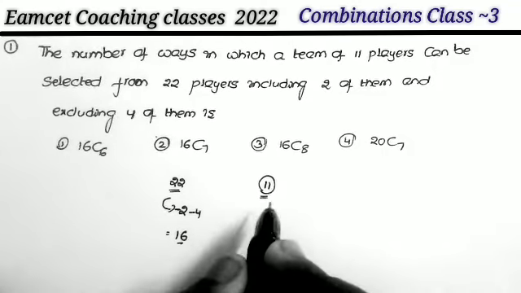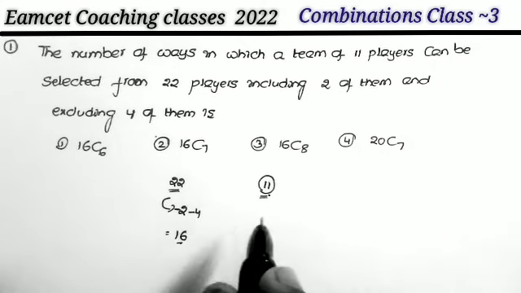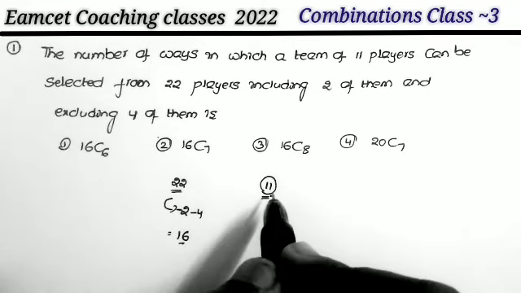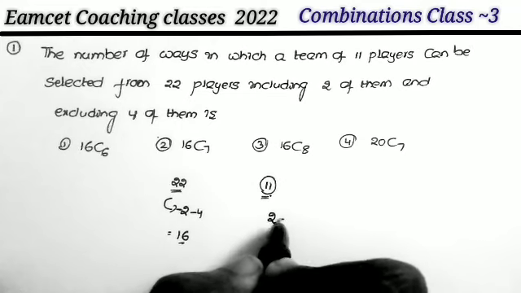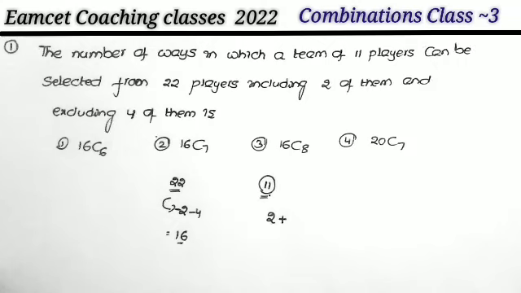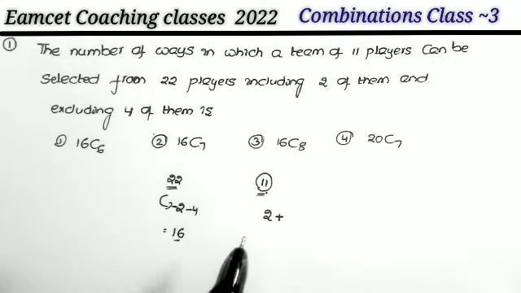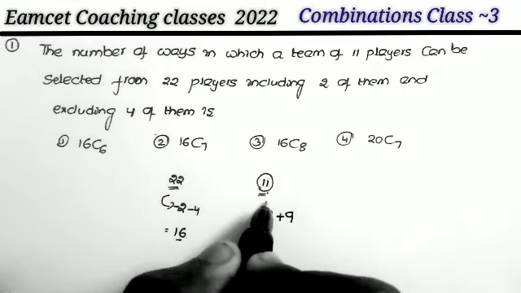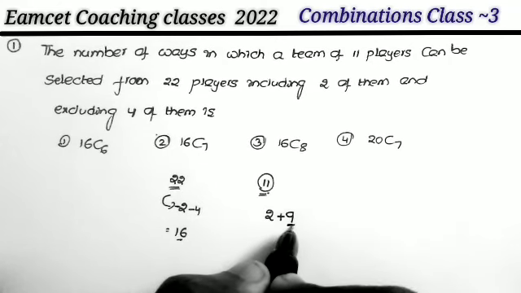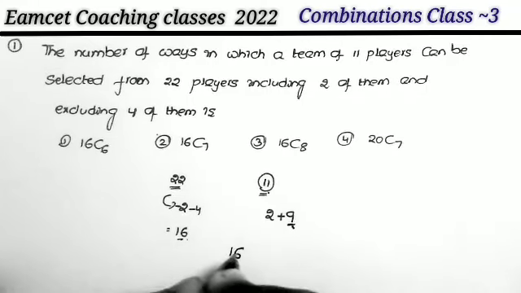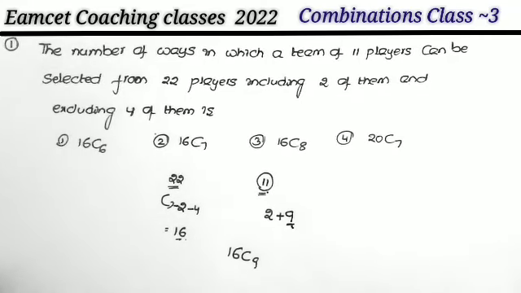Here we want 11 members, but already 2 members are included. Already we placed the 2 members directly. Now we want 11 members, and already 2 members are placed, so it is enough to select only the 9 members. We can select these 9 members from the remaining 16 members. That can be done in 16C9.